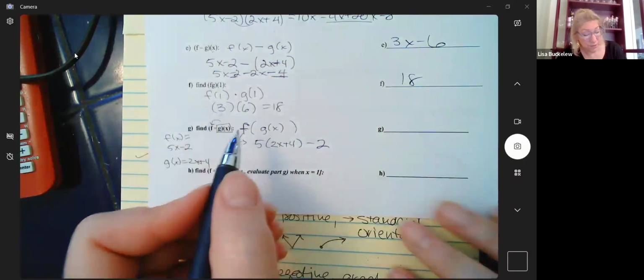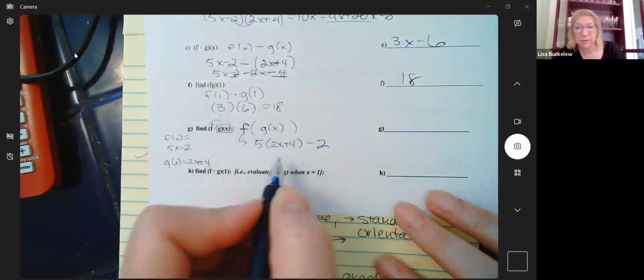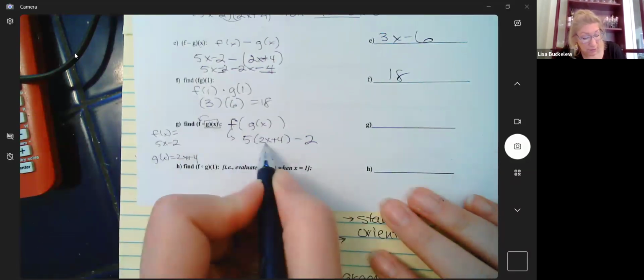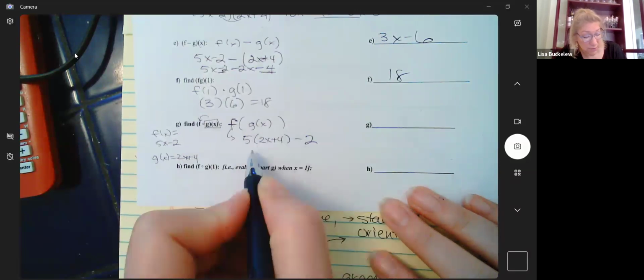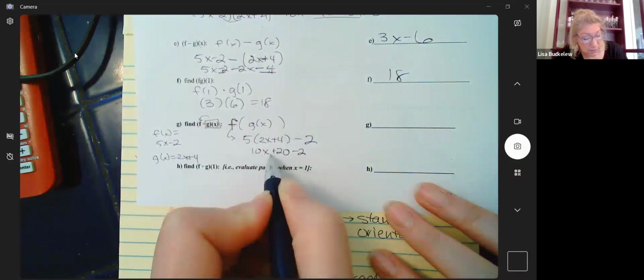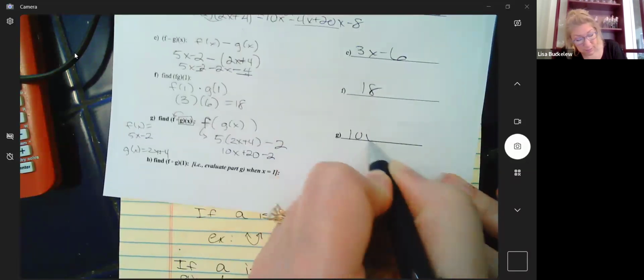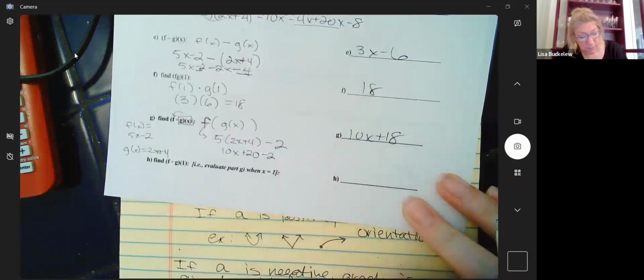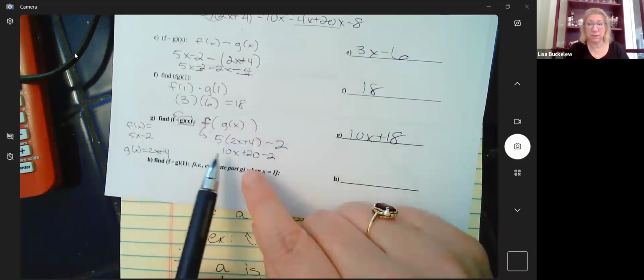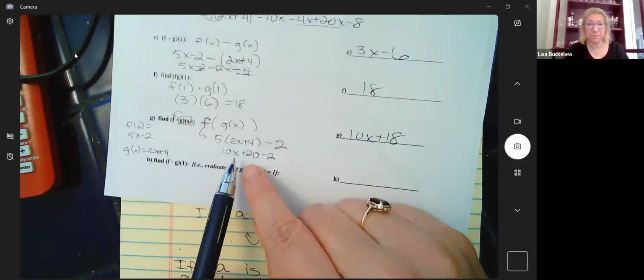Okay, so the theoretical one's a little harder to explain. There's different ways to explain it. So I'm going to go ahead and simplify this. This is constructed correctly. So now I'm going to distribute that 5 and I'll get 10x plus 20 minus 2. So it'll be 10x plus 18. Okay, so that's how you combine the steps from both functions together and simplify it a little bit.